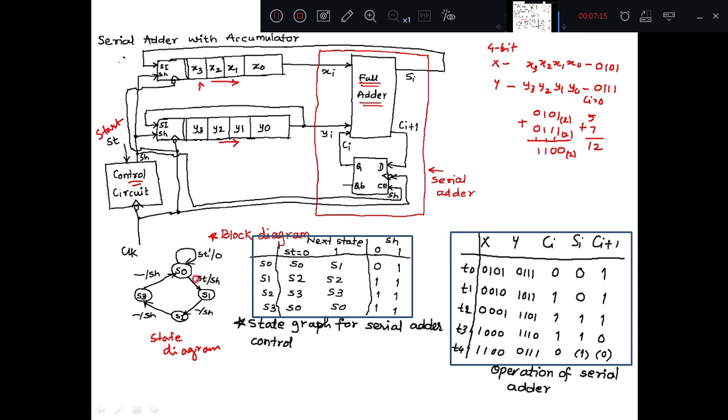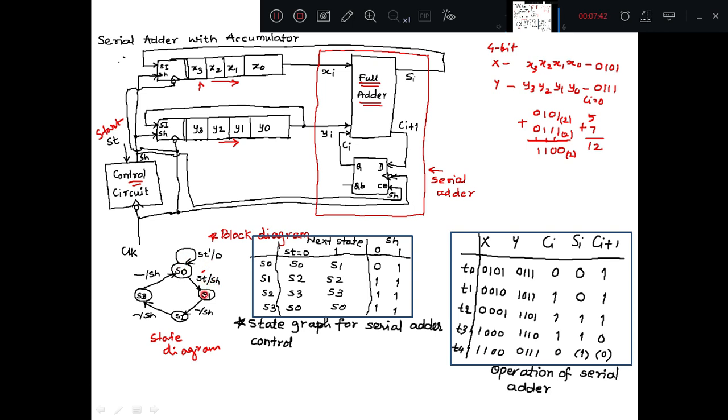When the start signal becomes 1, ST, slash, we are writing outputs. Slash 0 means none of the outputs generated from the control unit are active, and here you can observe when ST is 1, in that case we are writing ST slash SH. So when ST becomes 1, the shift signal you are making 1.